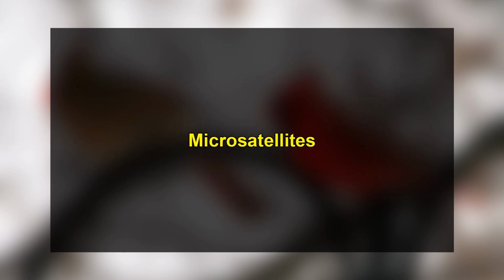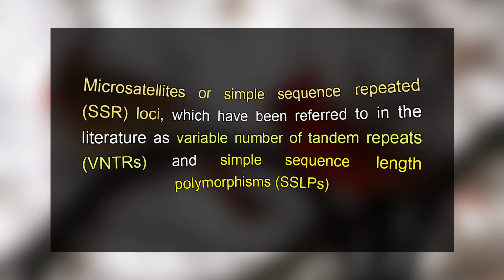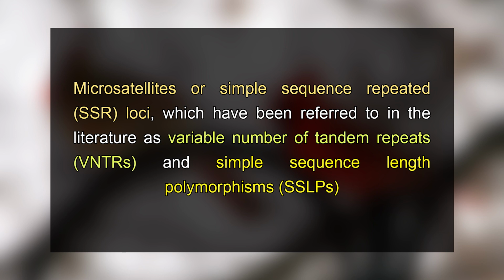Dear students, let's now discuss the microsatellites. Microsatellites are simple sequence repeats, or SSR loci, which have been referred to in the literature as variable number of tandem repeats, or VNTRs, and simple sequence length polymorphisms, or SSLPs. These are found throughout the nuclear genomes of most eukaryotes and, to a lesser extent, in prokaryotes.